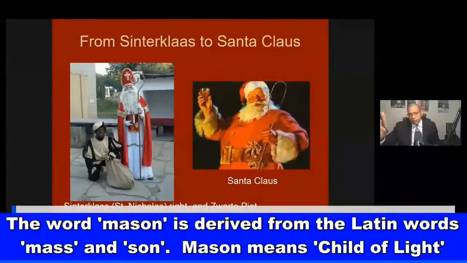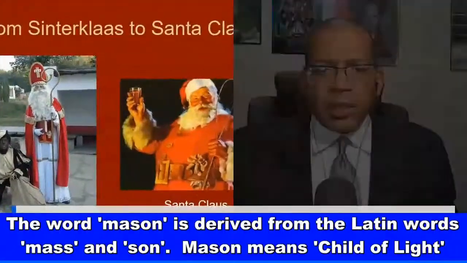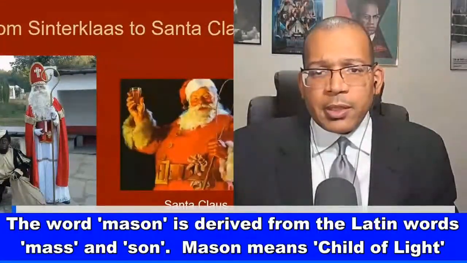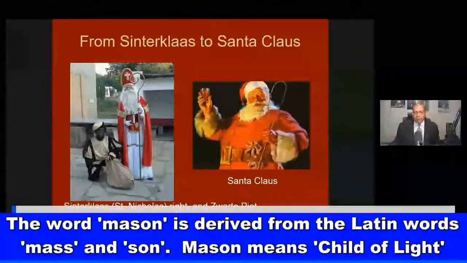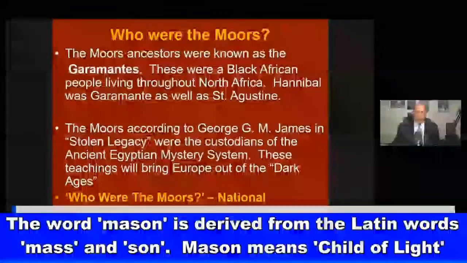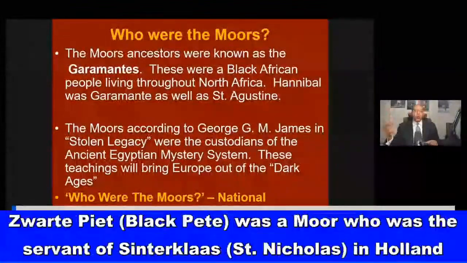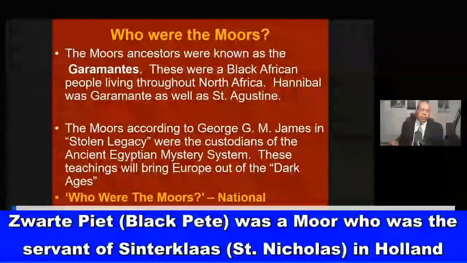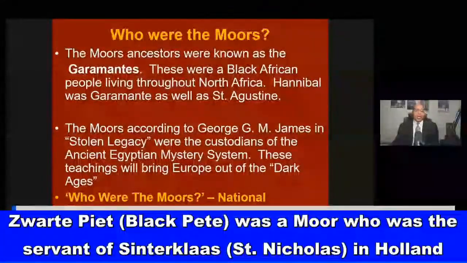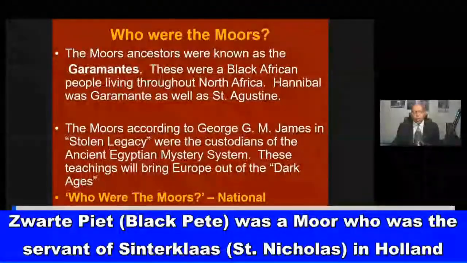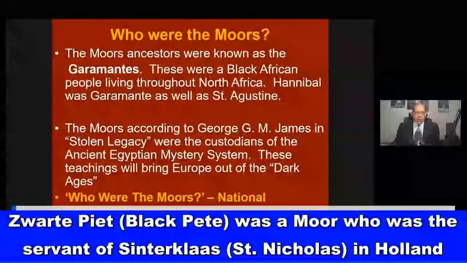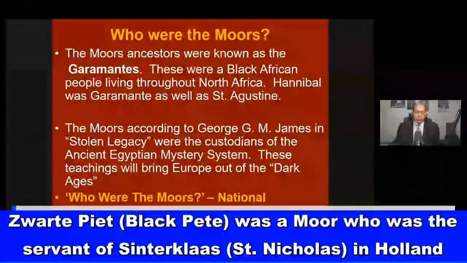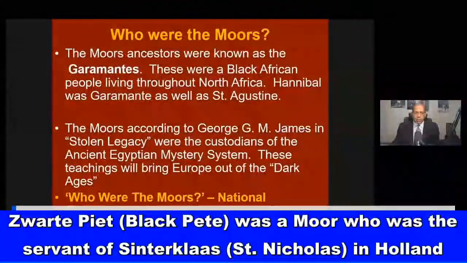Well, Spain is where the Moors went in 711 AD, led by General Tariq ibn Ziyad, going to the Iberian Peninsula. Okay, so Spain is very important. Now, who were the Moors? The Moors' ancestors were known as the Garamantes. These were a Black African people living throughout North Africa. Hannibal Barca was Garamantian, as well as St. Augustine. The Moors, according to George G.M. James in the book Stolen Legacy, were the custodians of the ancient Egyptian mystery system.